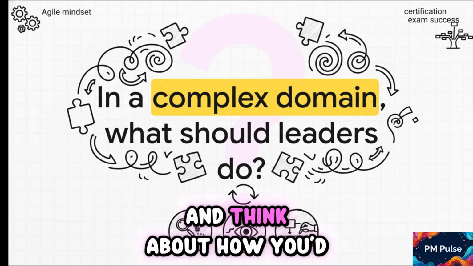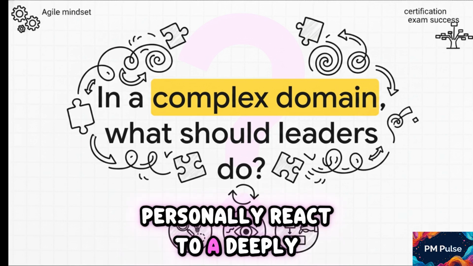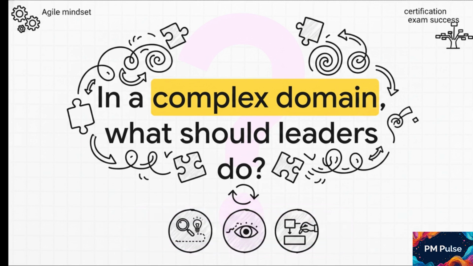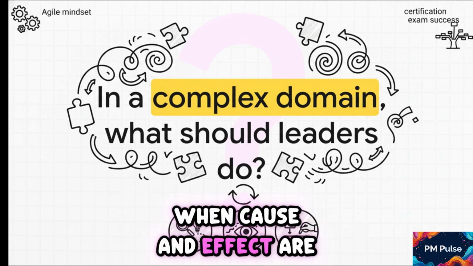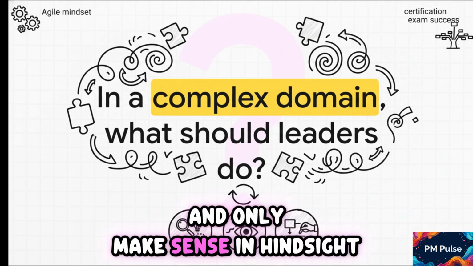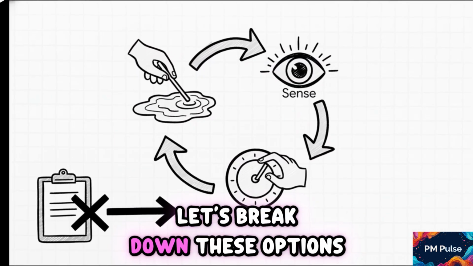Pause for a second and think about how you'd personally react to a deeply complex situation. What is the exact sequence of actions that Agile demands when cause and effect are totally foggy and only make sense in hindsight? Let's break down these options.